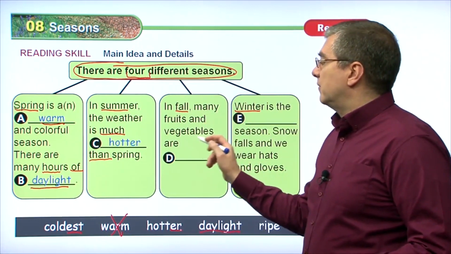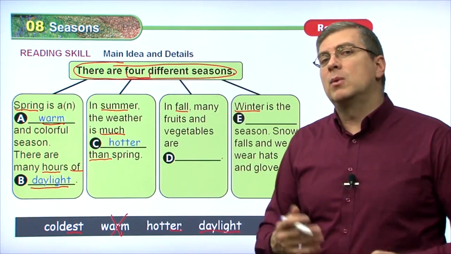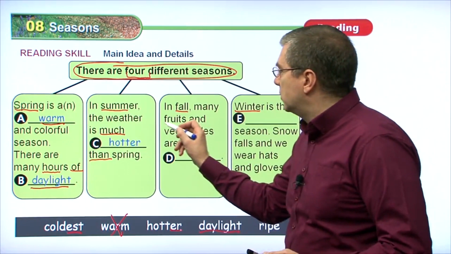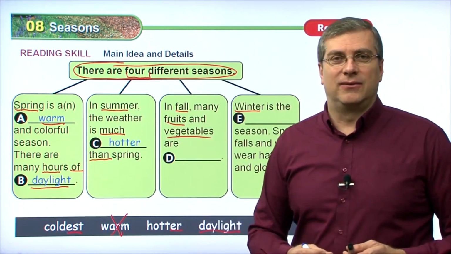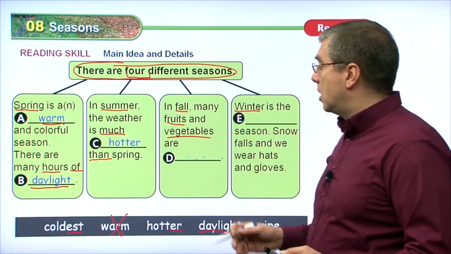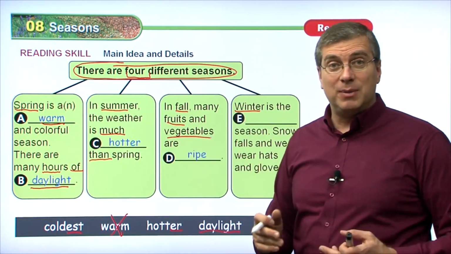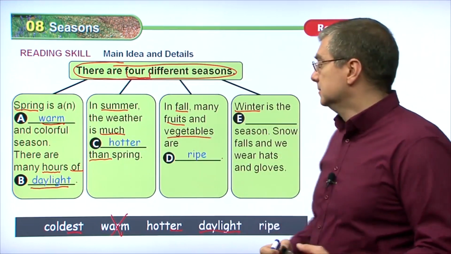Okay, in the fall, let's move on. In the fall, many fruits and vegetables are what? Remember we talked about this before, right? Fruits and vegetables are ready to eat in the fall. They're ready to eat. They are ripe. So if they're ripe, they're ready to eat.